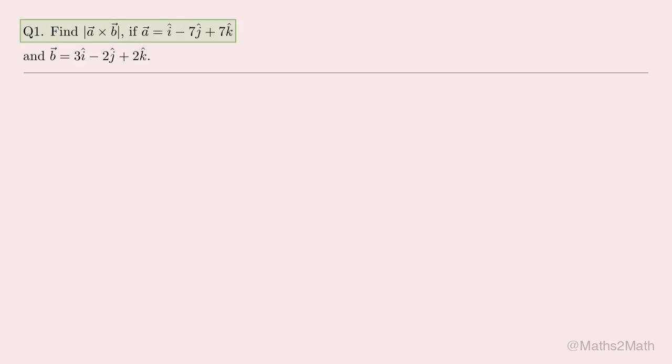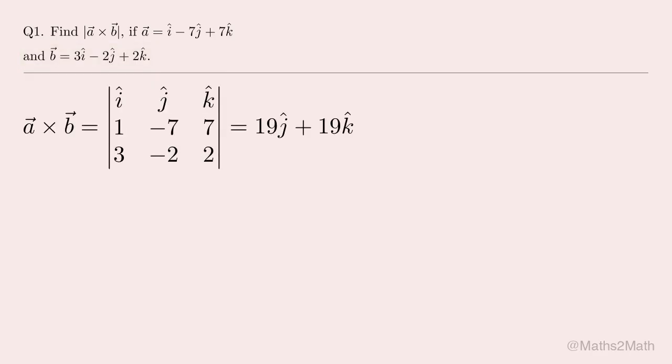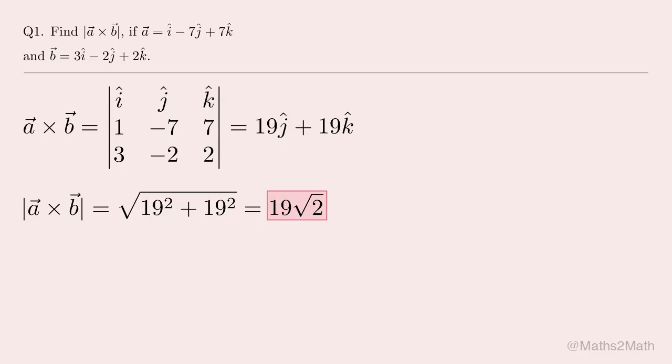Question 1 of the vector product, the determinant expansion. The i hat component vanishes. Expanding the determinant: 0 i hat, 19 j hat, 19 k hat. The magnitude is 19 root 2.